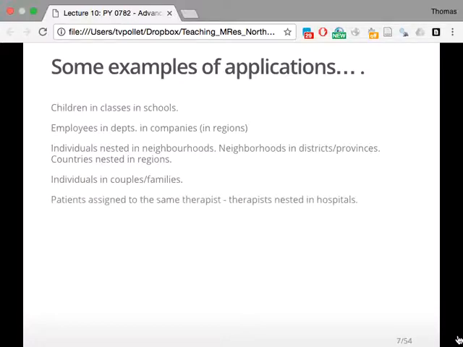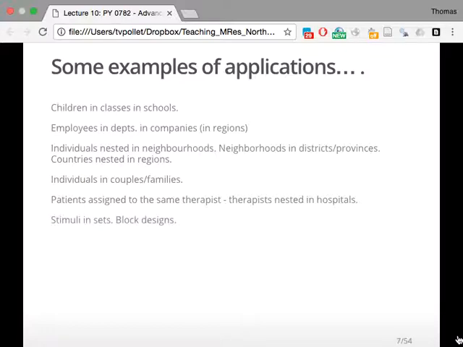Patients assigned to the same therapists, and you can then also have therapists nested in hospitals. So when you're doing an intervention, often you might not have full control, and patients are clustered in therapists. So you might assume that they are independent data points, but they're not, because they all have in common that they're going to the same hospital or to the same therapist. And if you don't account for that, that would influence your design, that would influence the conclusions you make.